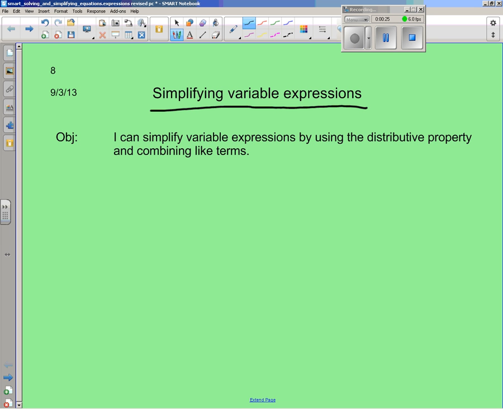The objective, what you should be able to do before you leave class today, is: I can simplify variable expressions by using the distributive property and combining like terms. You need to be able to do both of those things before you're done with this video. Take a minute, pause if you need to, so that you can write down that objective.